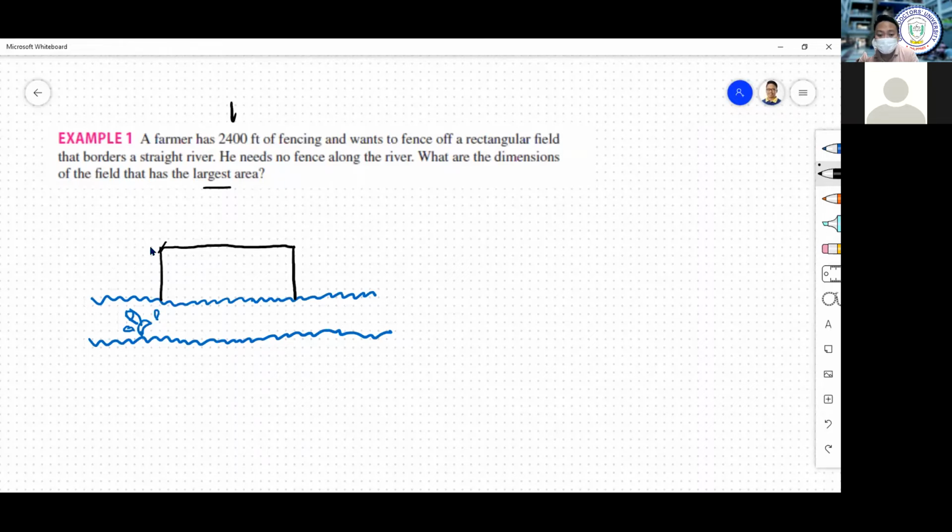Length plus 2 widths. Okay, where did you get that, Josh? What specific idea in geometry did you mention, length plus 2 widths? What specific model, what is the area of the rectangle? Area?